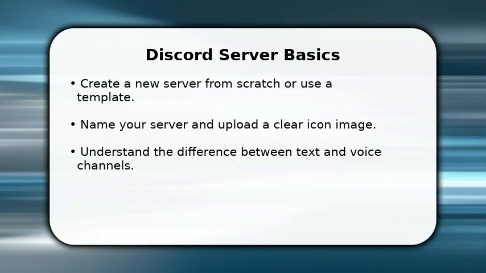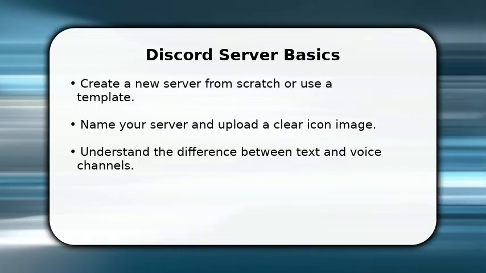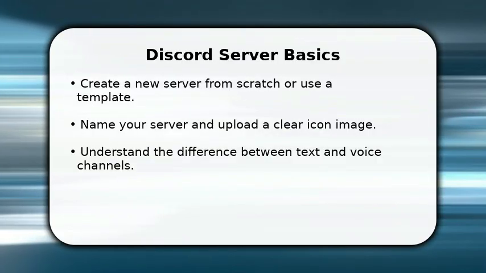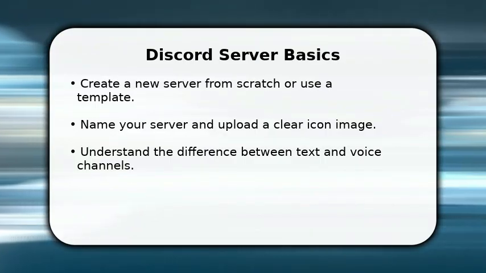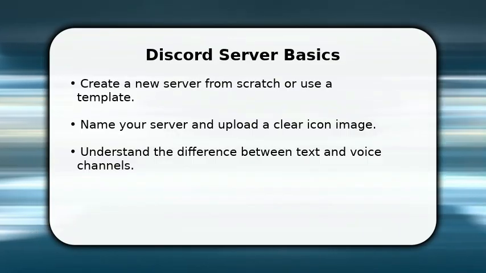First, open Discord and click the plus icon on the left sidebar to create a new server. You can start from scratch or choose a template. Give your server a unique name and upload a recognizable icon. Then, you'll see default text and voice channels. Text channels are for written communication, while voice channels allow real-time audio chats. This is your foundation for building a great community.